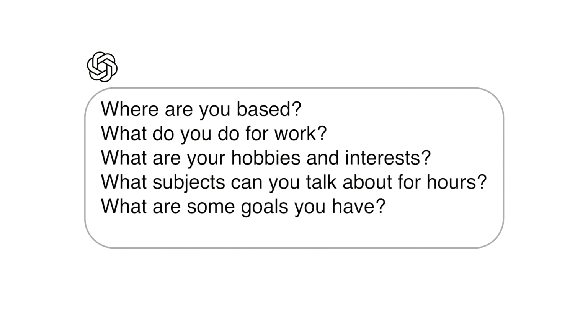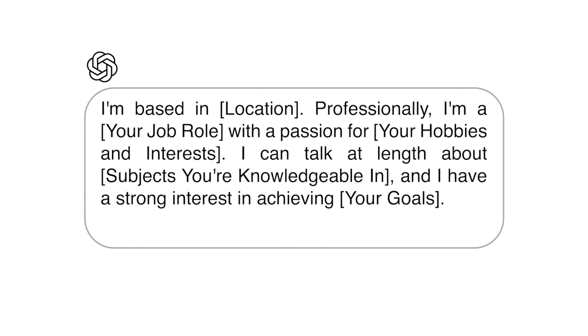Just type in your answer in less than 1,500 characters. Make sure to keep your answers clear and specific. For example, here's a template that you can try. I'm based in location. Professionally, I'm your job role with a passion for your hobbies and interests. I can talk at length about subjects you're knowledgeable in, and I have a strong interest in achieving your goals. Sharing these details will help ChatGPT understand you better and provide responses that align with your preferences and needs.